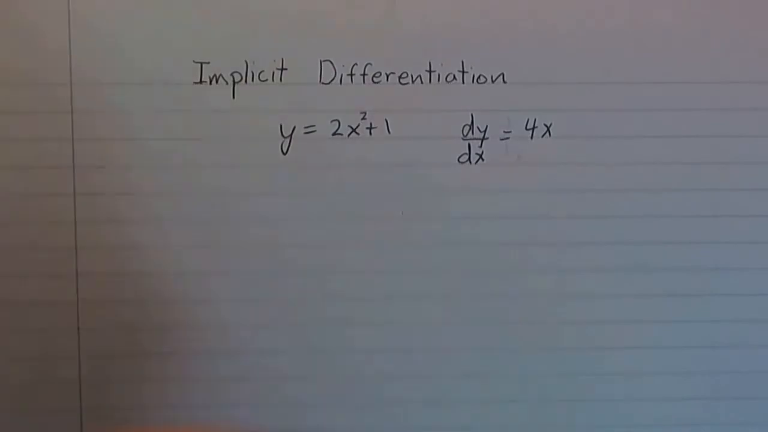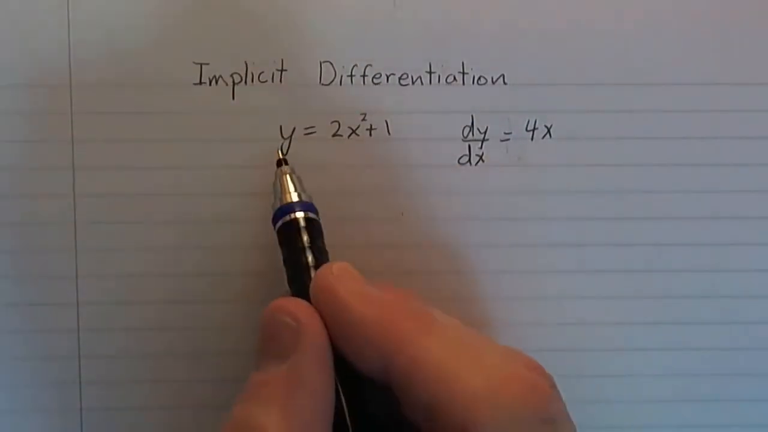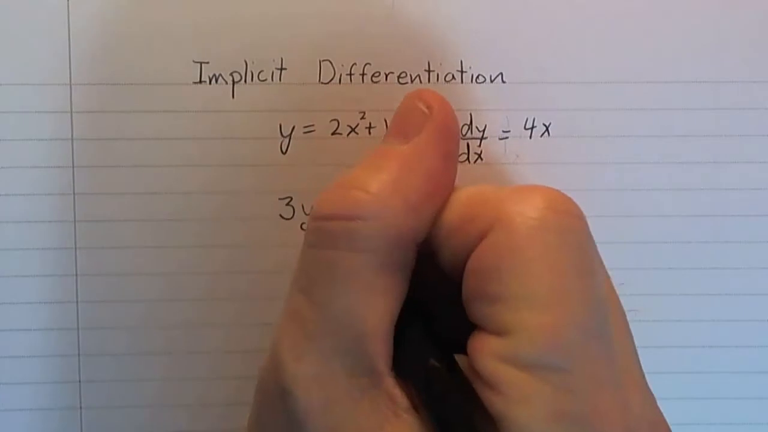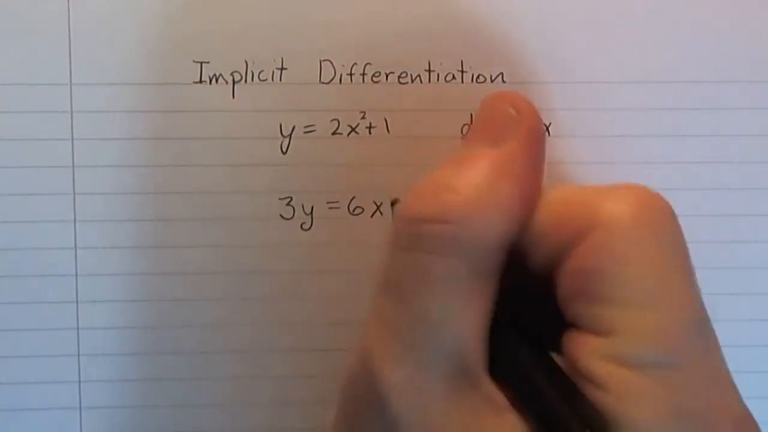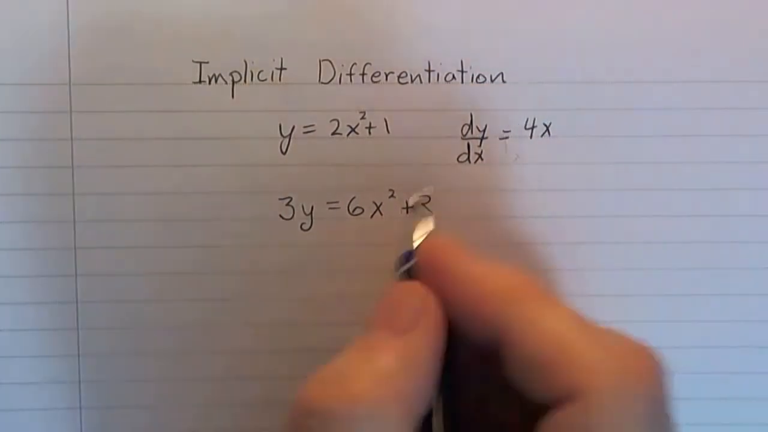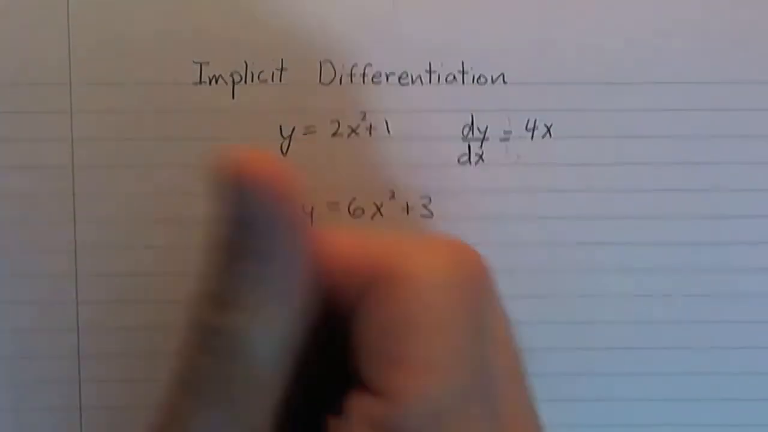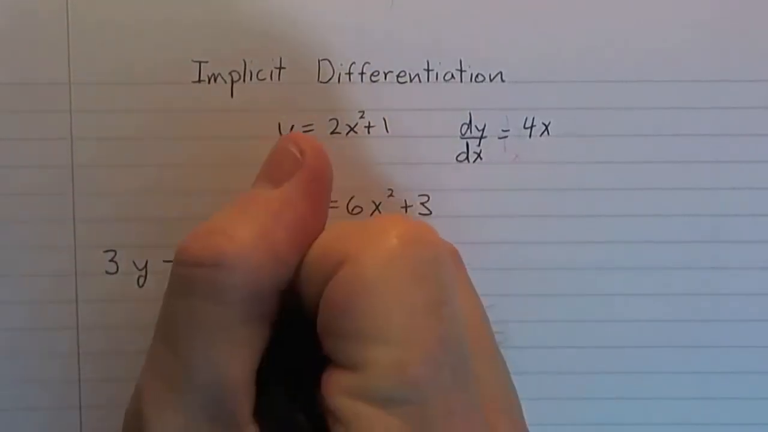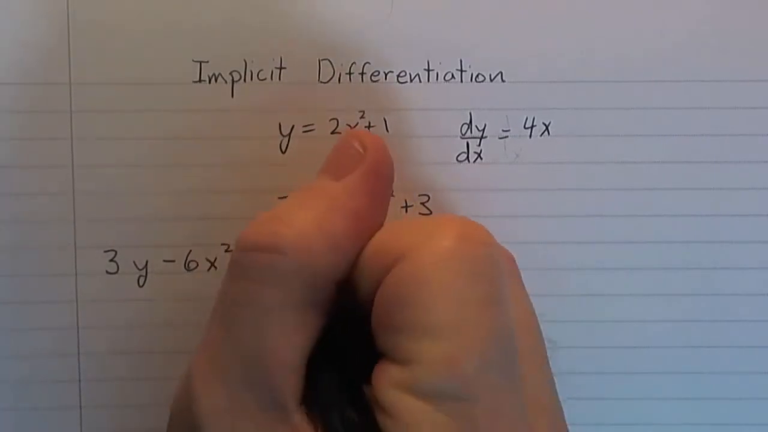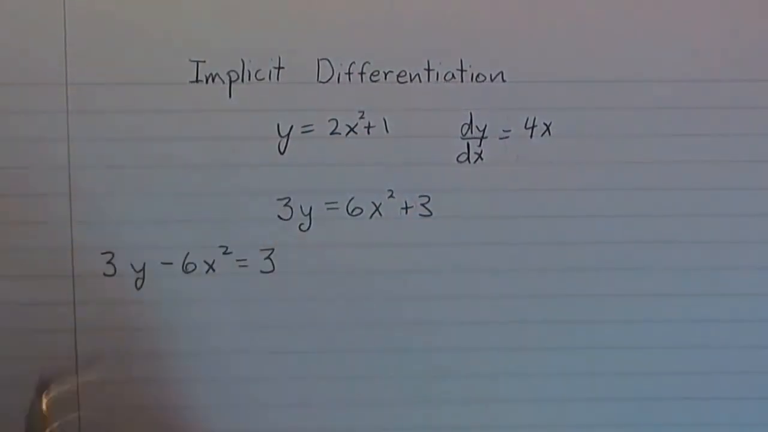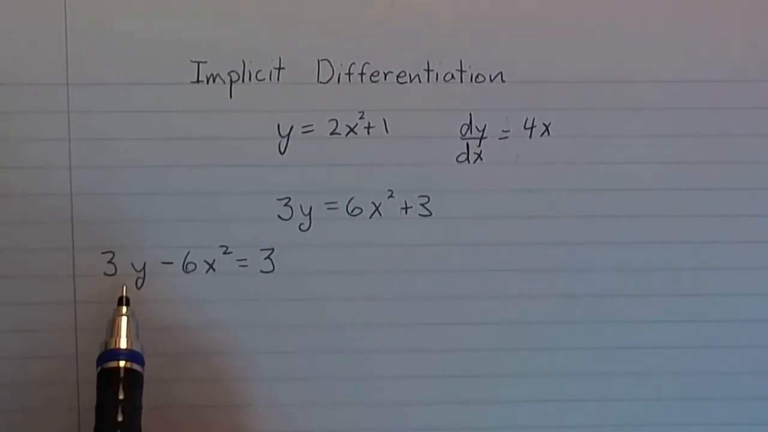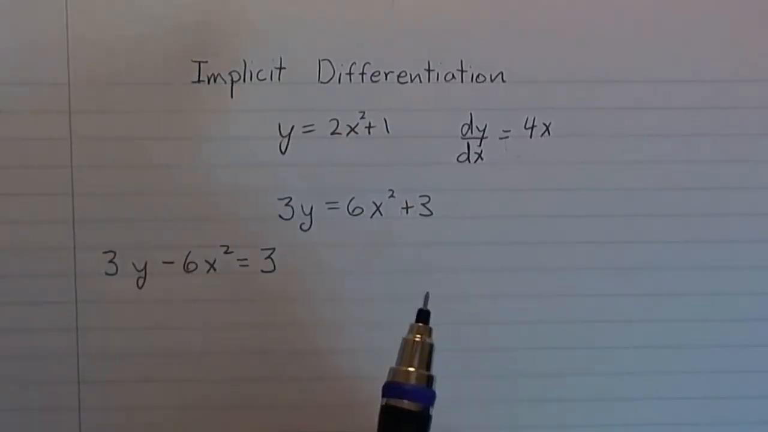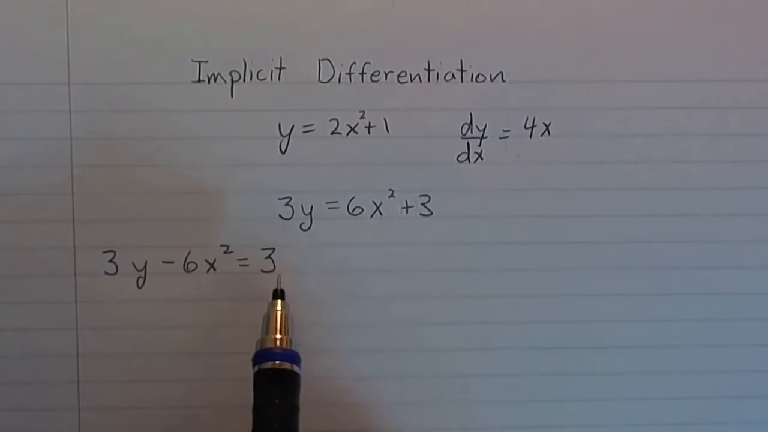Now, let me mess with this a minute. Let me multiply through by, let's say, 3. So now I have 3y equals 6x squared plus 3. And let me bring this 6x squared over. So now I have this function. Now, this is the same function, and you can show that if you just want to solve for y, you would get this exact function back. So, dy/dx is the same.